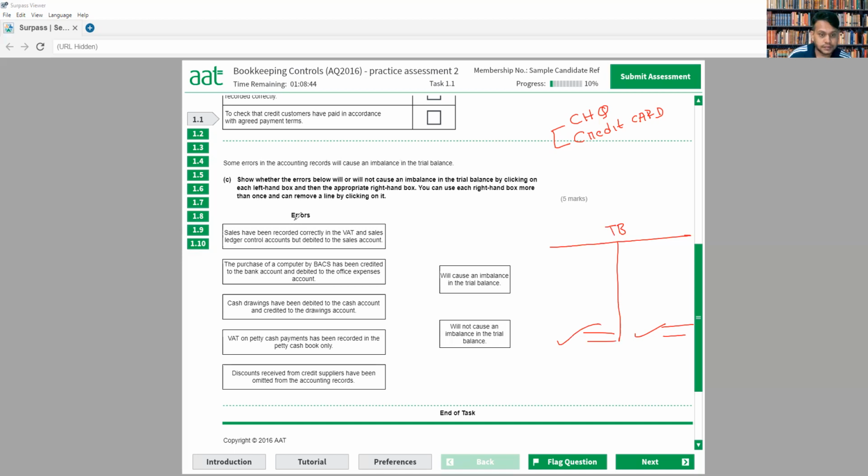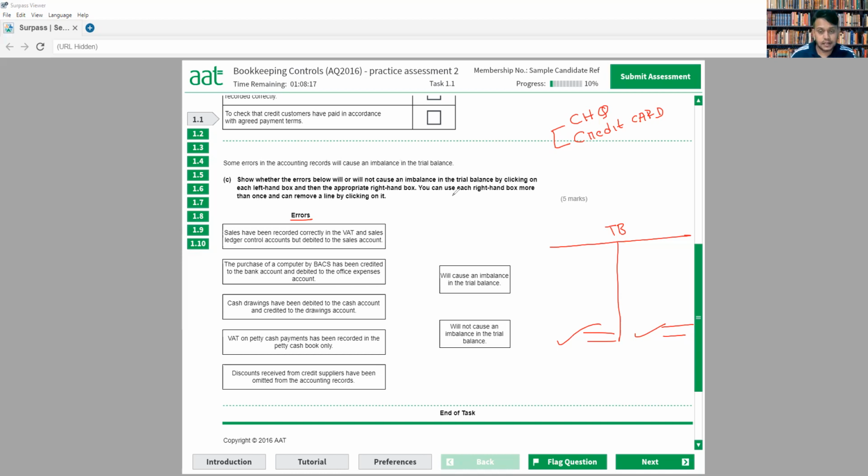The first error we have here says sales have been recorded correctly in the VAT and the sales ledger control account, but debited to the sales account. Now, what happened here is, if you make a credit sale, try to understand what the journal for that will be.